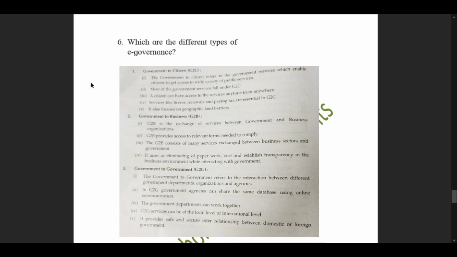The government to government refers to the interaction between the government departments, organizations, and agencies. In G2G, government agencies can share the same database using online communication. The government departments can work together. G2G services can be at the local level or international level. It provides safe and secure interrelationship between domestic or foreign governments. This was government to government, G2G.